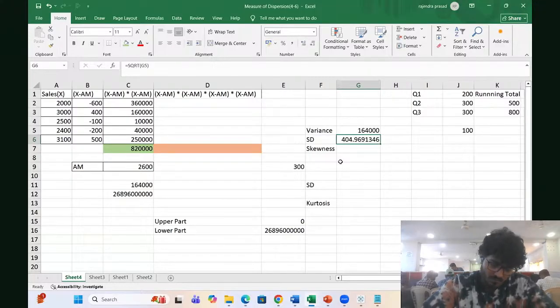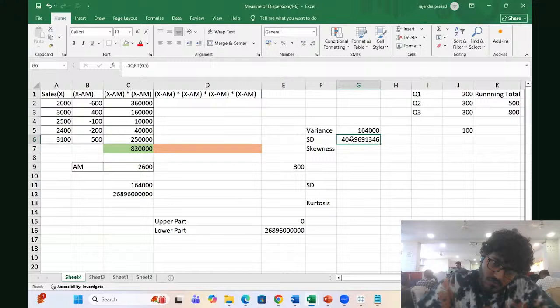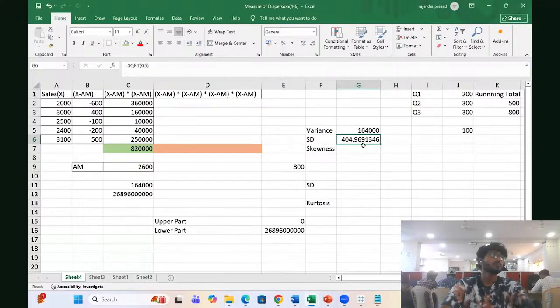See, just calculating the value is not enough. You need to communicate from the value. 2,600, I can communicate. I said just now 404. What is this 404? You are expecting 2,600, but there is a chance you may get 400 more or 400 less, meaning 2,200 or 3,000. So take the decision wisely. Clear? So this is how you are going to calculate the standard deviation.